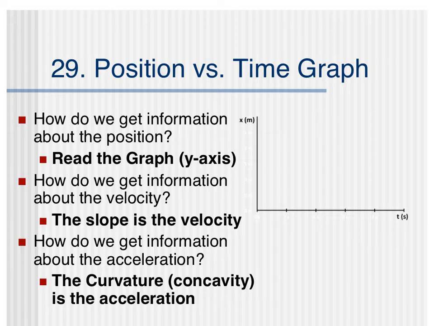So to answer that first question, how do we get information about the position? Well, it is a position versus time graph, so we simply read the graph. So if we have some line here, let's say it looks something like this, and we want to know what our position is at a given time, we're just going to go to that time and look across at the value on the y-axis. We see the y-axis represents the position in meters. So we're simply going to read the graph.